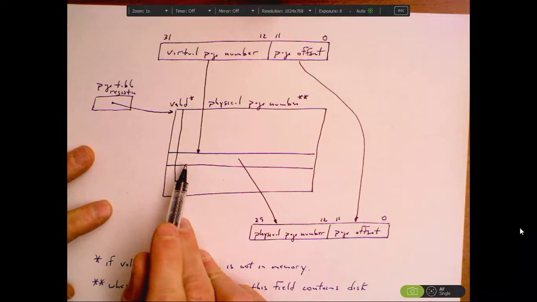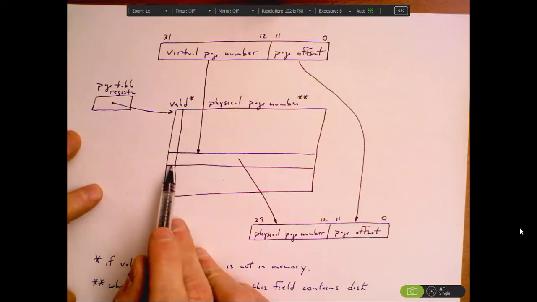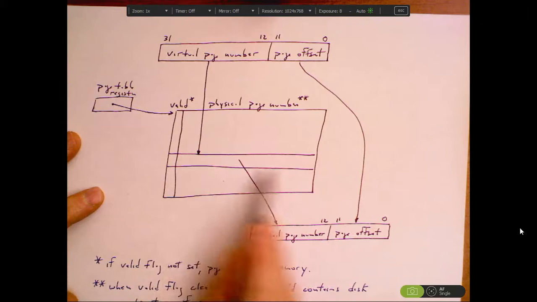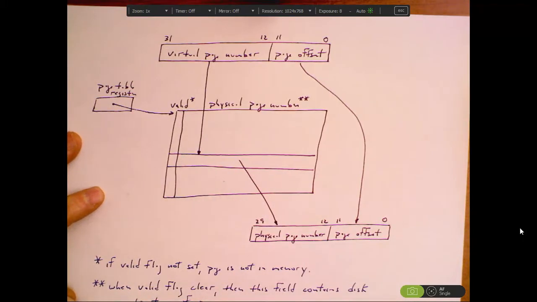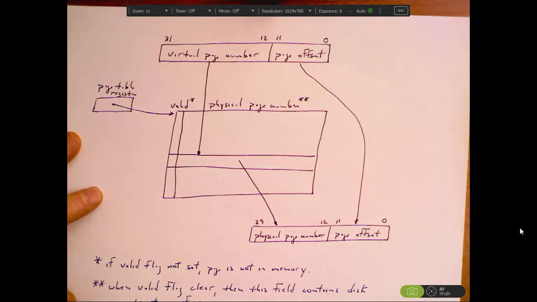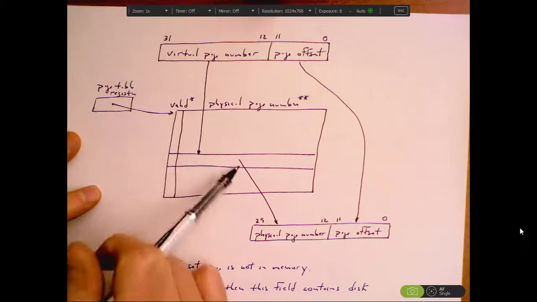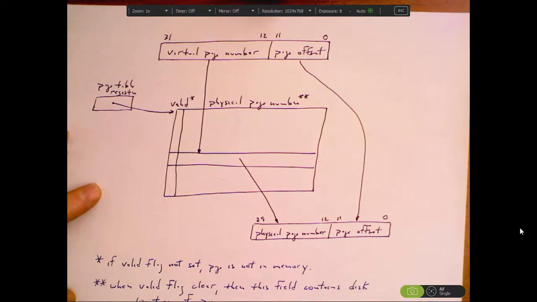and its entry in the table will contain a bit that indicates whether that virtual page number is valid. In other words, whether it's currently in memory or not. And if it's in memory, then we can take the other bits out of this table entry and use them as the top part of the physical address. They're the physical page number. So the table does the mapping. We come in with the virtual page number, and out comes the physical page number.